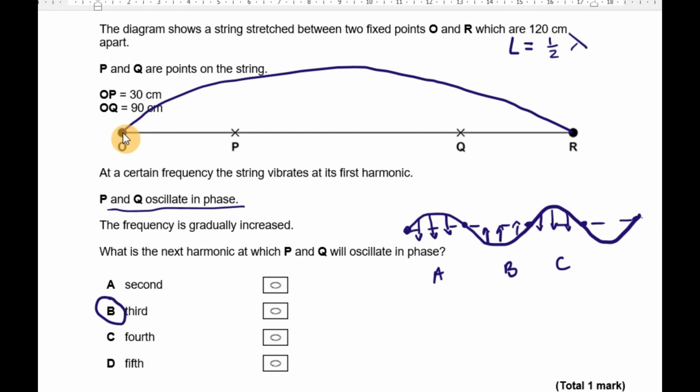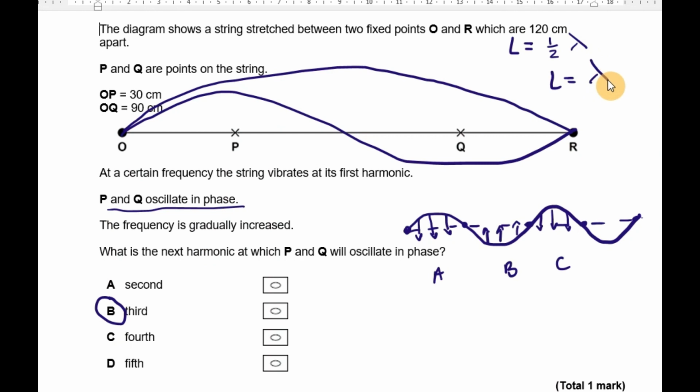Well, the next harmonic we'll get will be the second harmonic, and the second harmonic is when the length of the string is equal to the wavelength. And we can see P and Q are separated by one node. So the points P and Q will oscillate 180 degrees out of phase with each other. So it's not the second harmonic.